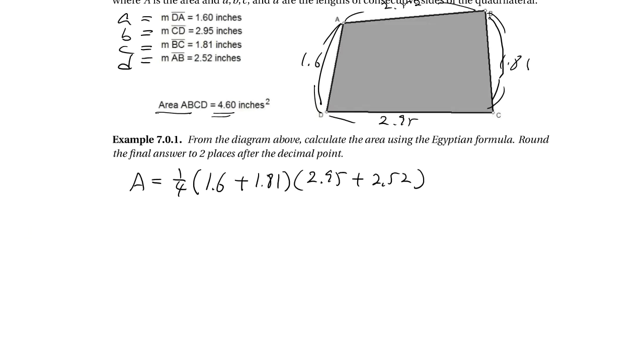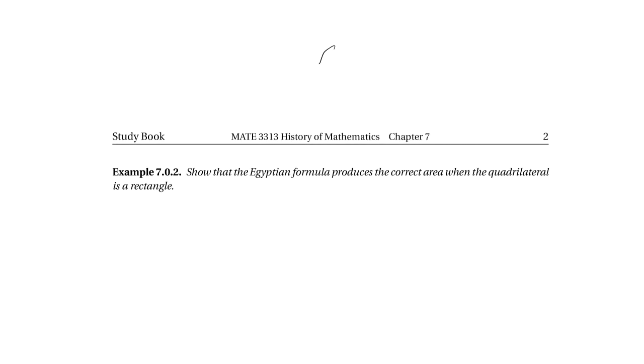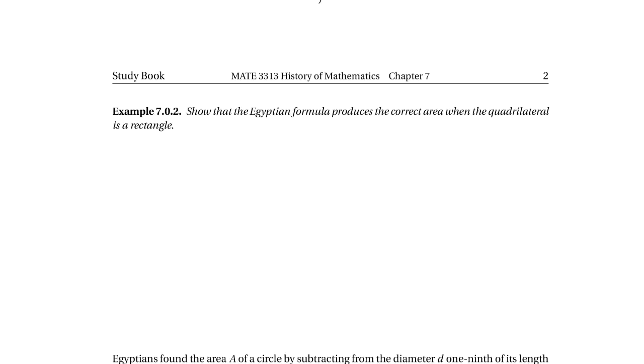According to my calculation, the answer is 4.66, and that is close to 4.6. So if that quadrilateral is not too big, then we might get a very reasonable result from that formula. So that is just one simple example of how Egyptian people made their own formulas.